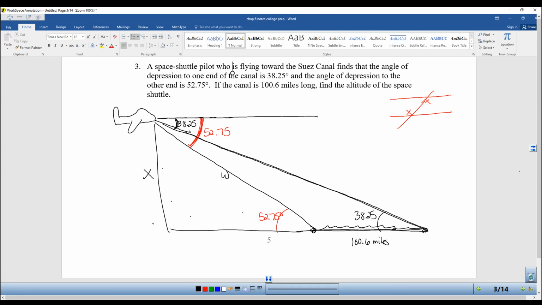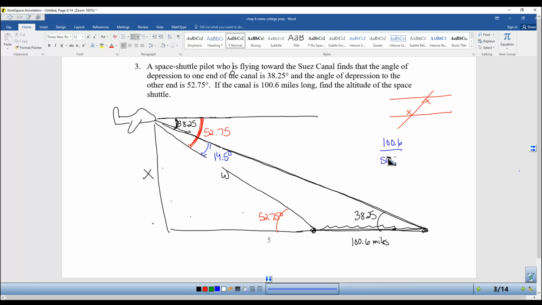Okay, so now that I've used all my angles, do I have anything that matches? Not yet, because this 100 is the only side that I know. So I really need this teeny tiny angle right there. So I have a couple different ways to find it, but the fastest is 52.75 minus 38.25. So this little angle is 14.5. All right, now that I have that, I have a matched pair. That's always what you're looking for, so I can use my law of sines.